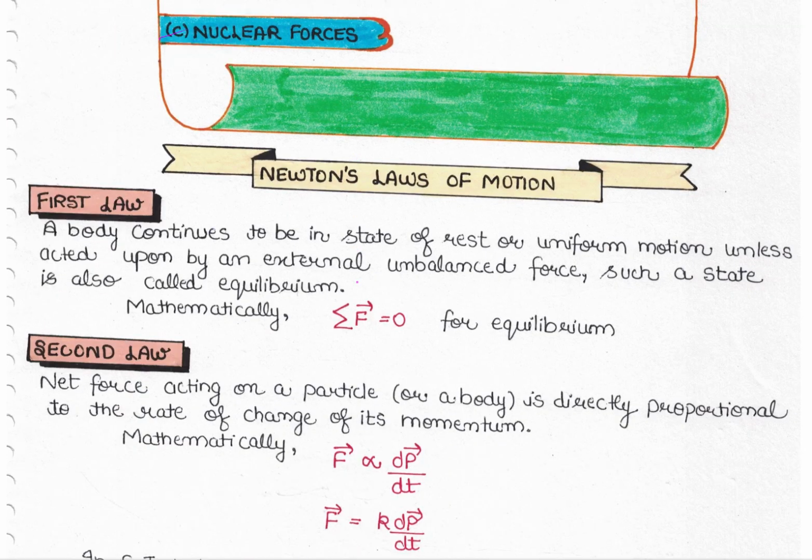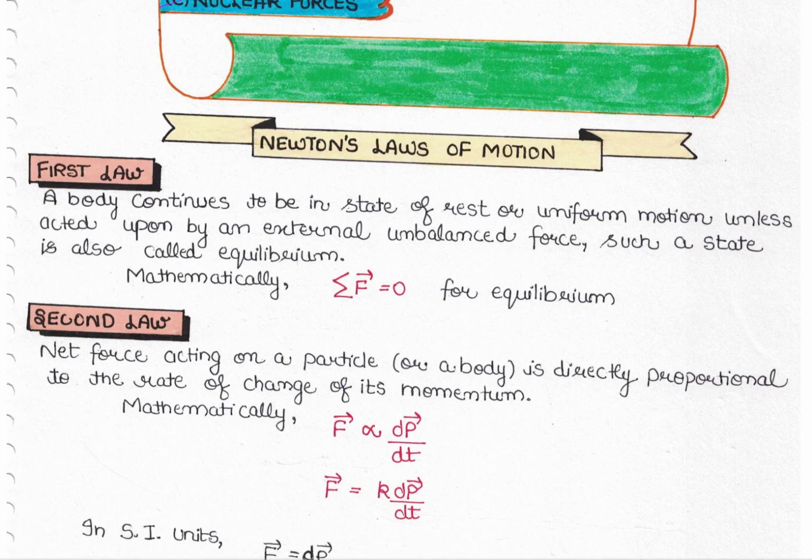So now Newton's laws of motion. The first law of motion states a body continues to be in a state of rest or uniform motion unless acted upon by an external unbalanced force. Such a state is called equilibrium. Mathematically, we can write summation over F is equal to 0 for equilibrium.